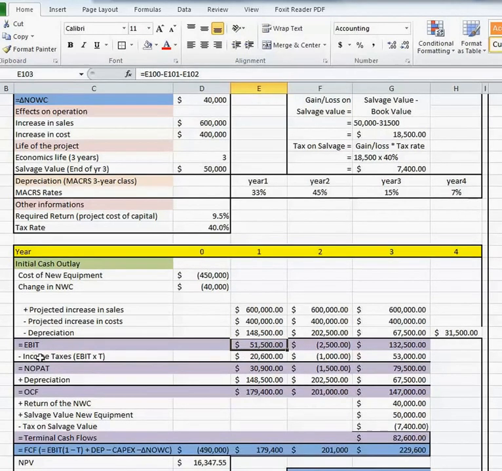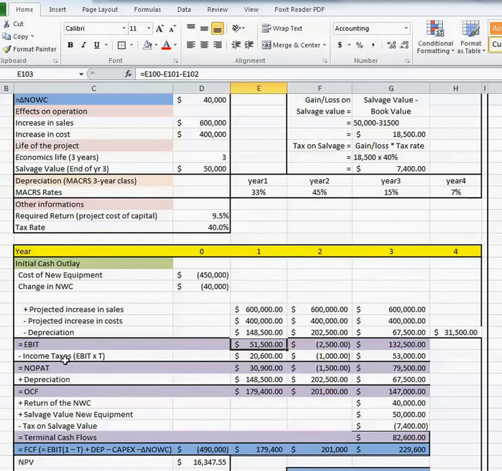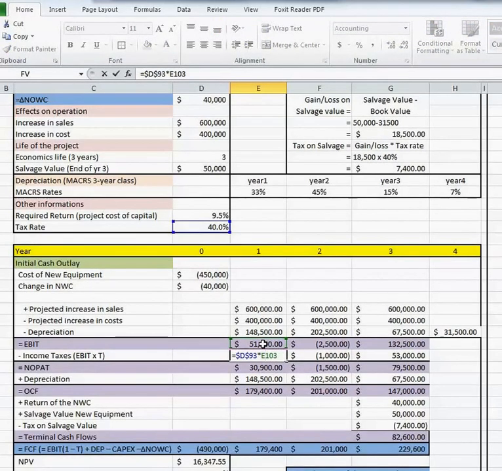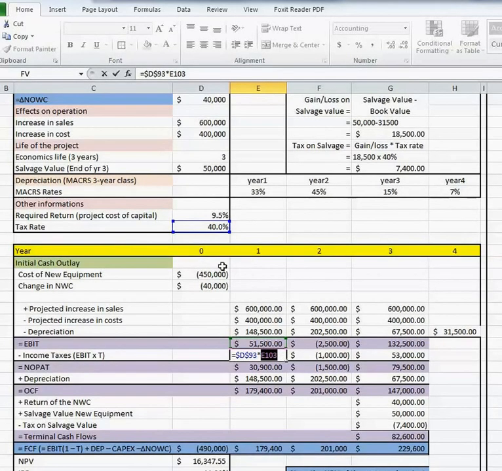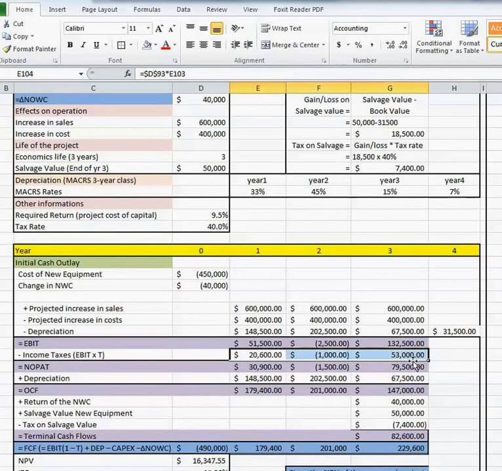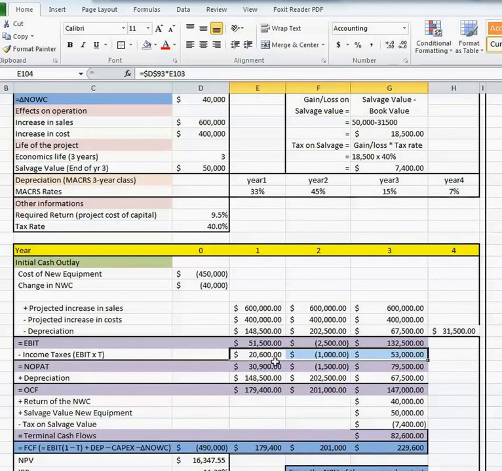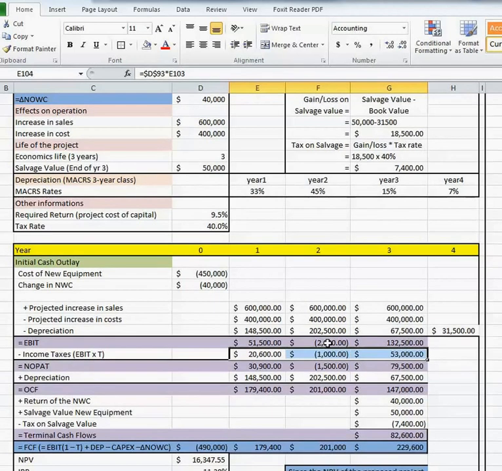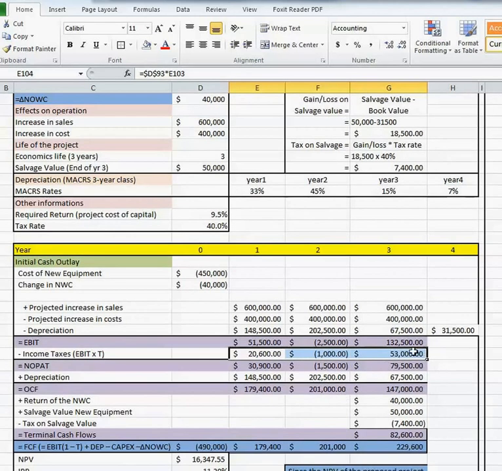Now let's calculate the tax. We take the tax out of income before interest and taxes. Our tax equals EBIT times our tax rate. The tax rate is 40%. So I'm going to drag this information right here. This is our tax, and again I'm not putting the sign here. I'm using everything as positive, but since this number is negative, you see this one is negative.